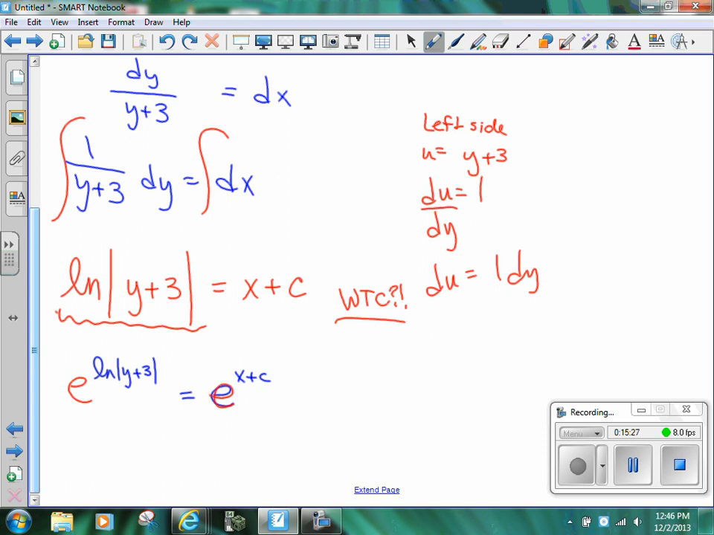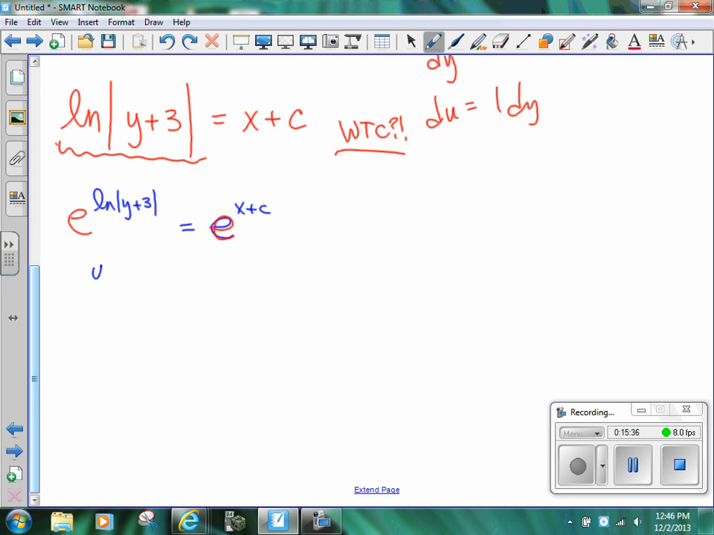Now, folks, when you have e raised to a power, e to the ln of something, it's the something. So it's just the y plus 3. We lose the absolute value symbols. And then we still have this ugly e to the x plus C power. Solve for y. Subtract 3 and I get y is equal to e to the x plus C minus 3. Do you guys agree with that?